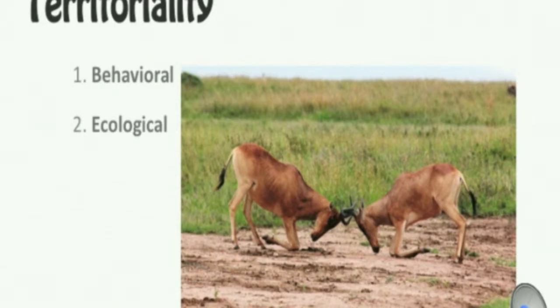Distribution can be influenced by territoriality. A territory is any sociographical area that an individual or species consistently defends. Territoriality can be behavioral, when a specific area is defended intraspecifically, or ecological, when an exclusive area is occupied by only one animal or group.